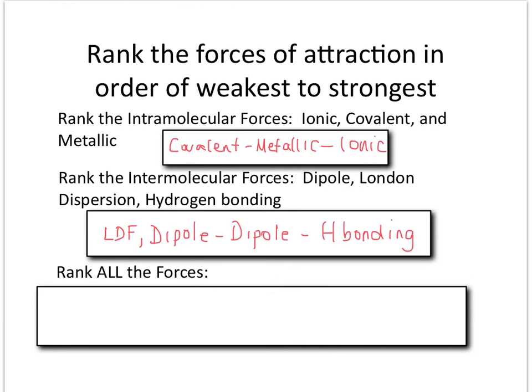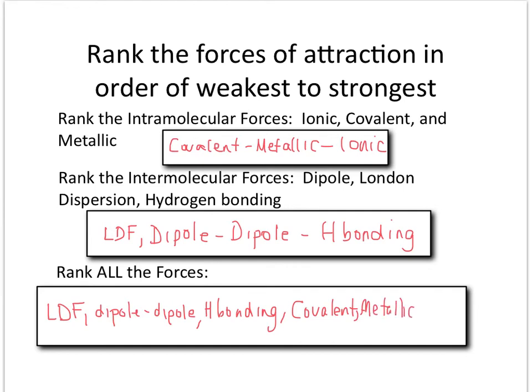Lastly, we want to rank all the forces, intra and inter combined. We want to remember that the inter forces will always be the weakest. So we're going to say London dispersion, dipole-dipole, hydrogen bonding, and then we hit the bonds which require more energy to break. And that will then be the covalent bond, the metallic bond, and the ionic bond.